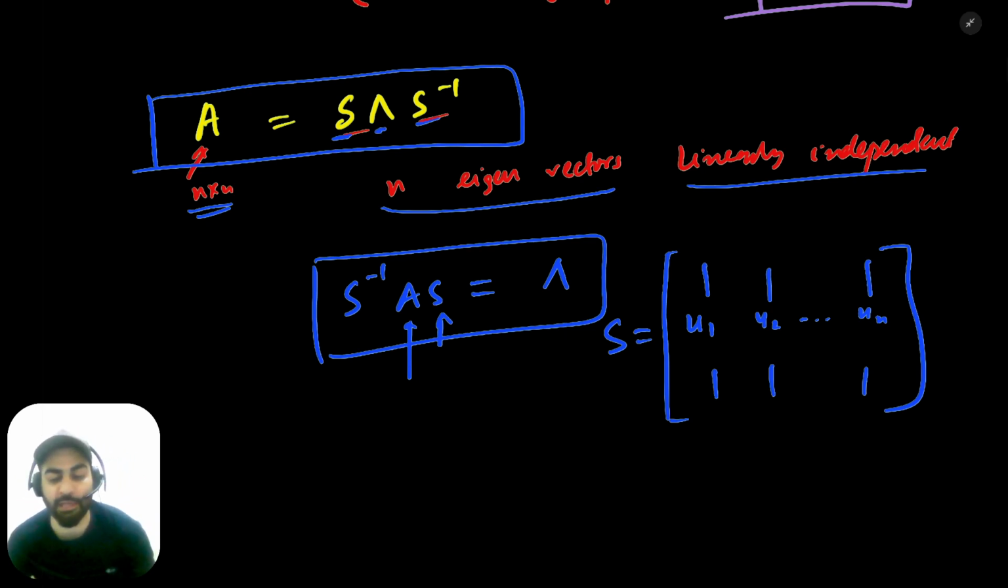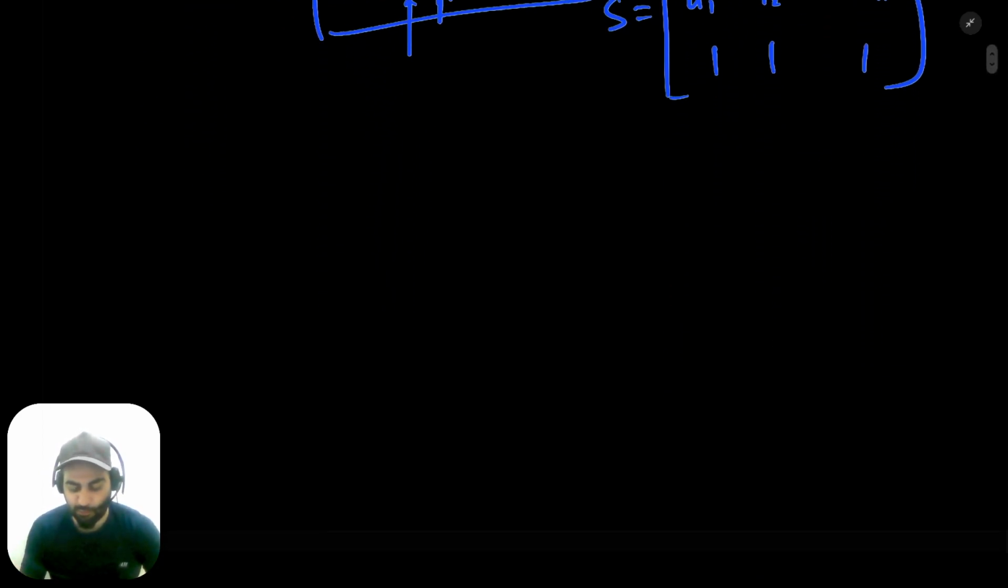First you should be clear with this. The assumptions are that we have an n cross n matrix which has n linearly independent eigenvectors. Let's call them u1, u2, and un. They are linearly independent. That means you cannot take any linear combination and produce any other vector within the set. Or, if any linear combination of them equals 0, then all the coefficients must be zero.